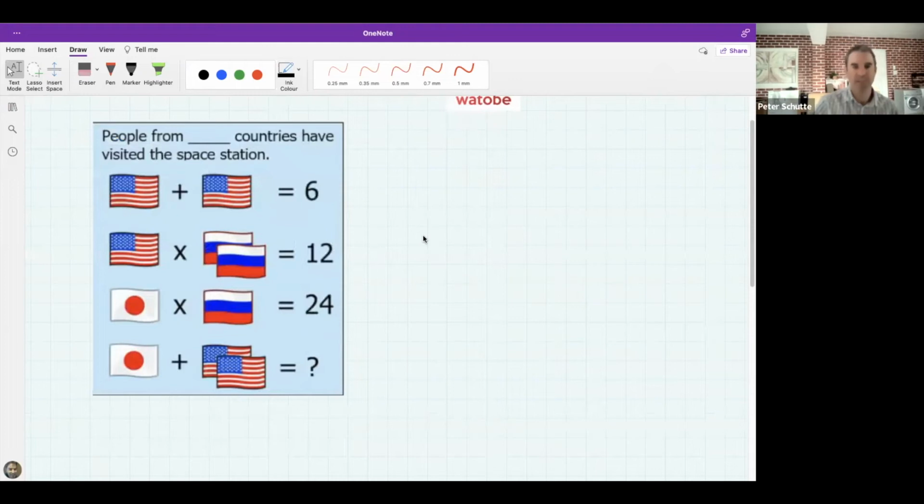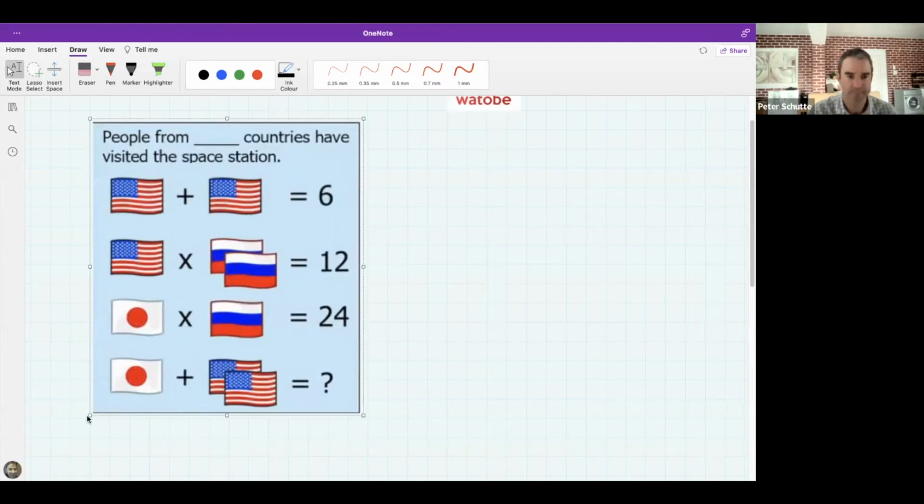So this many people from this many countries, this many countries have visited the space station. Can you work it out from this drawing here? Over to you guys. So I think I agree with you that the USA is 3. And what else do we have to do?